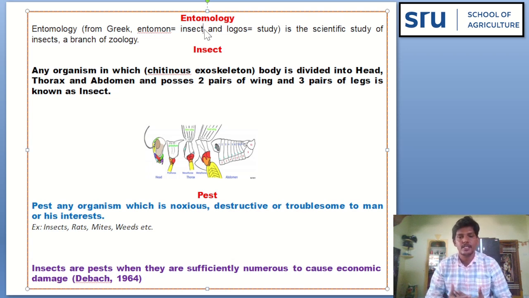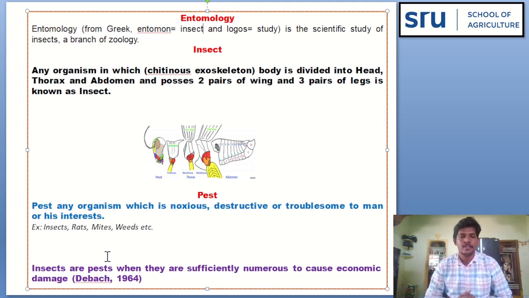Then what is an insect? See here the image. Any organism in which the body is divided into head, thorax and abdomen, possesses two pairs of wings and three pairs of legs, such an organism is known as an insect.